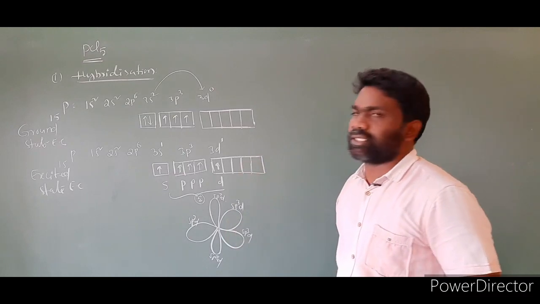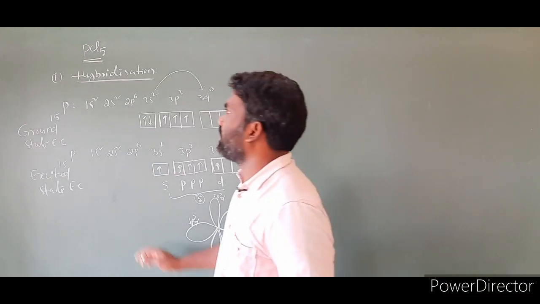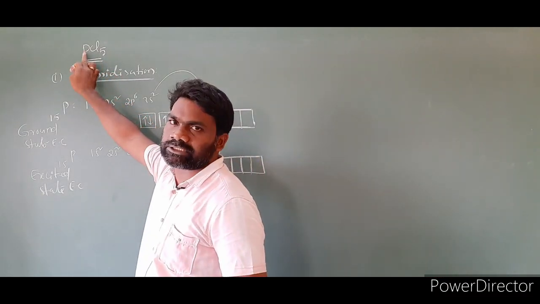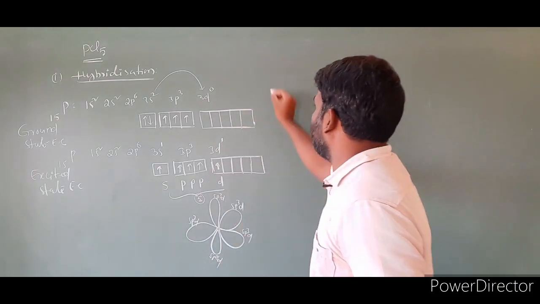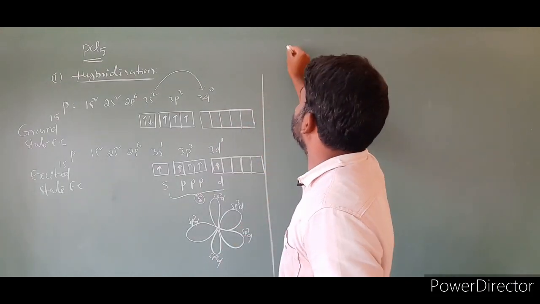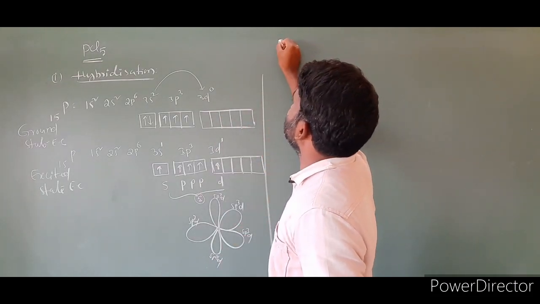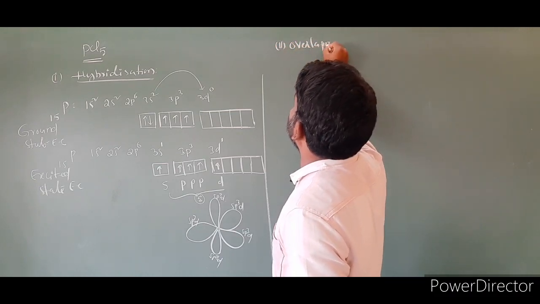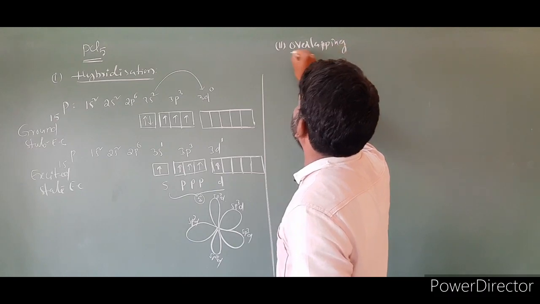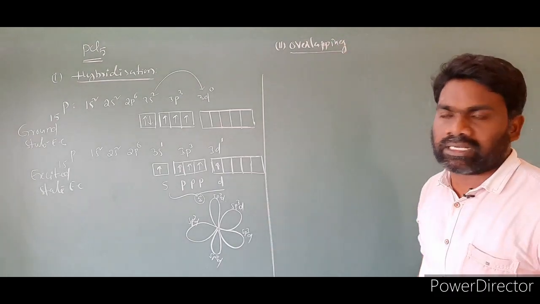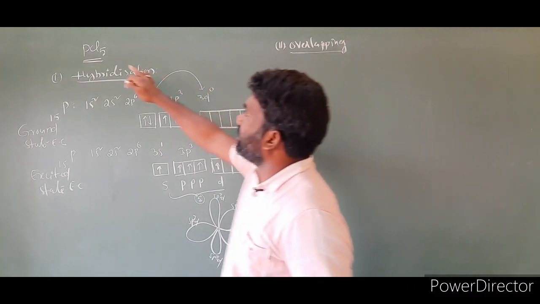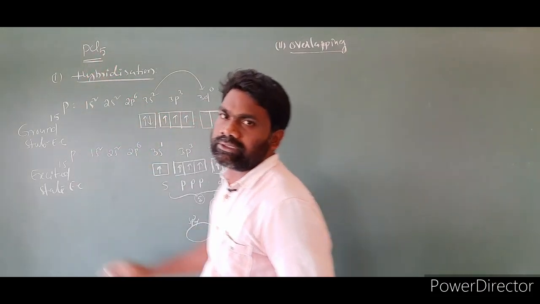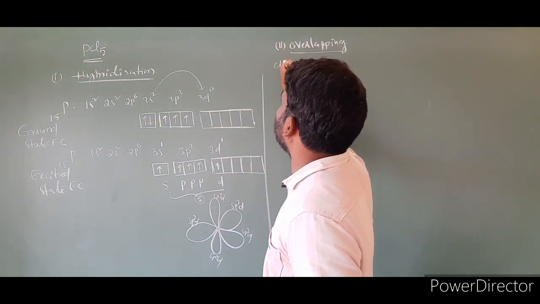Then after hybridization, we have to do the second step, overlapping. Overlapping of hybrid orbitals of phosphorus with chlorine. The second step is overlapping. So for overlapping, how many chlorines do we have to take? 5 chlorines here. We have to take the chlorine electronic configuration.